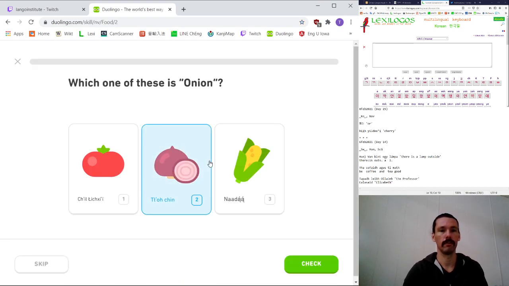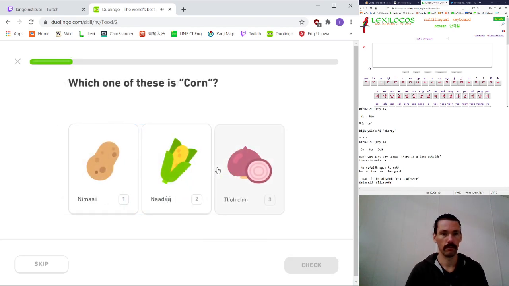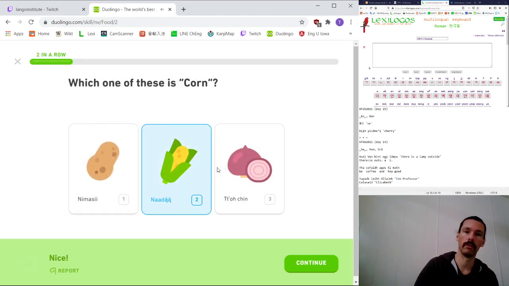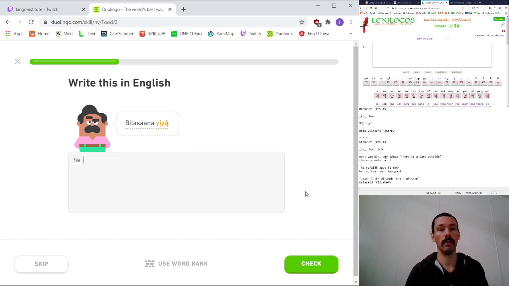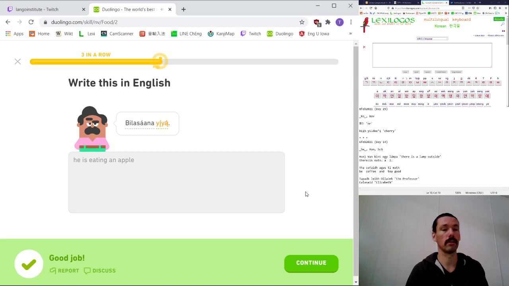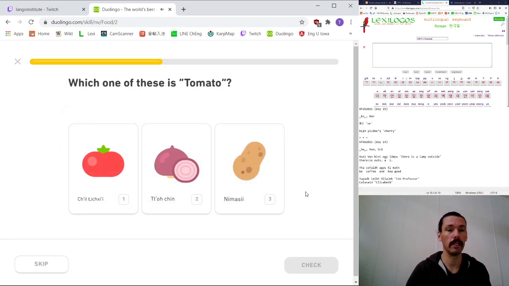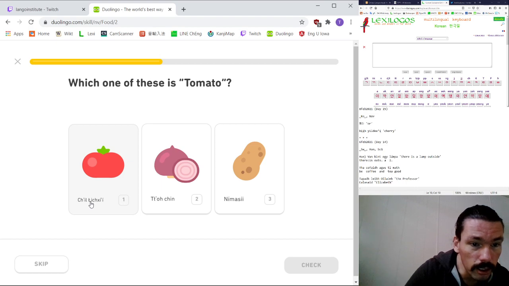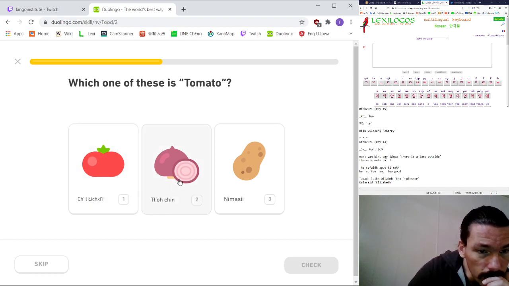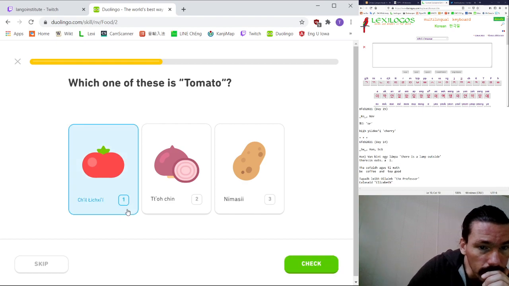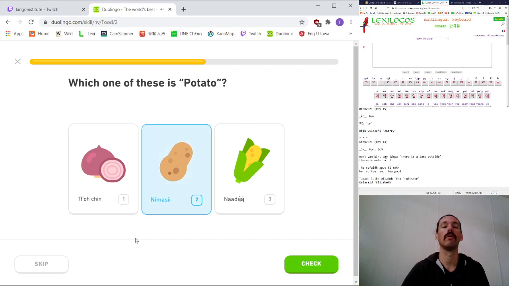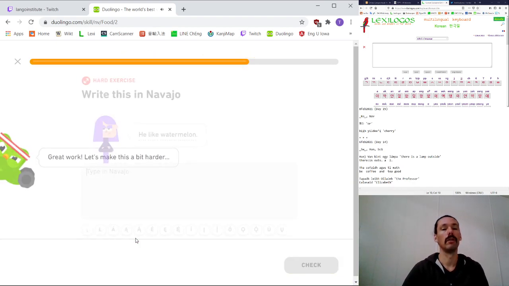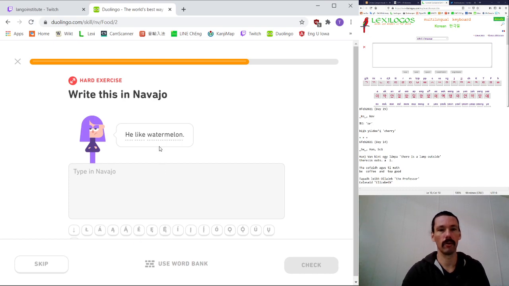Corn. Yeah, that's a third person. He or she, I think, eats. He is eating an apple. Something like that. Potato. He likes watermelon.